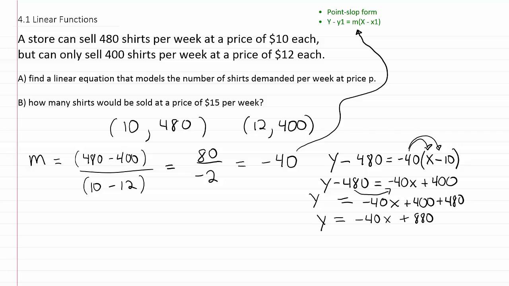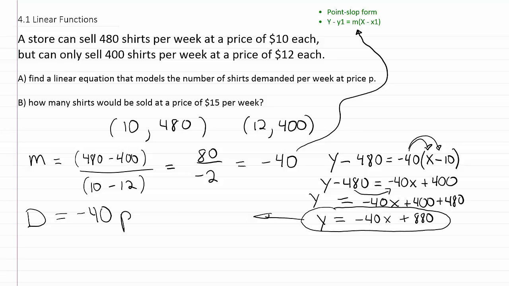Now this equation is referred to as a demand equation. The reason is that the x here can be substituted out for the value p, and y is the number of shirts that are demanded. So let's change the notation in the function a little bit. Let's change the y to d, for demand, and that'll be equal to negative 40, and let's change x to p, and then plus 880. So that's our function. Let's use the function in part B.